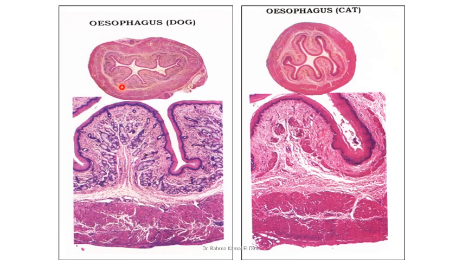We have two esophagus types, esophagus dog and esophagus cat. How could I identify them? Between the epithelium and the muscularis in the submucosa, there are esophageal glands in the esophagus dog, while in the esophagus cat, it is well-developed muscularis mucosa.